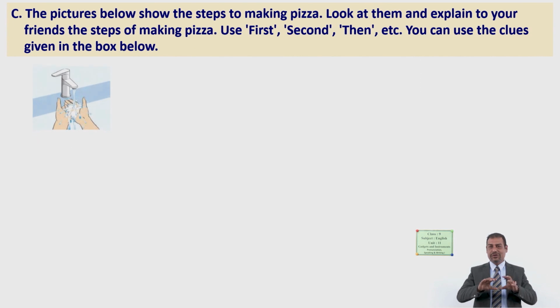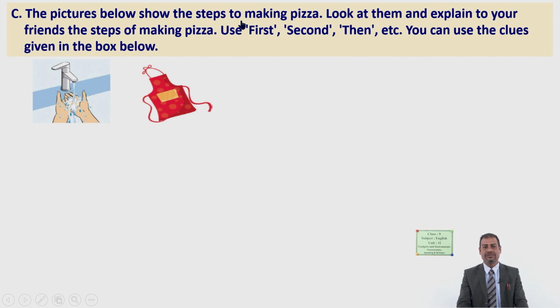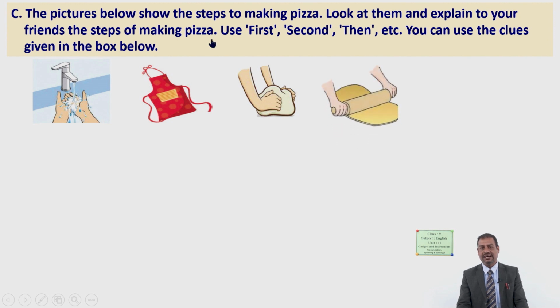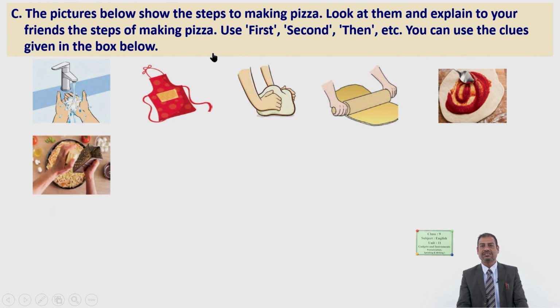Now, I want to show you again another task. Now, look at the pictures. The pictures below show the steps to making pizza. Look at them and explain to your friends the steps of making pizza. Use first, second, then, etc. You can use the clues given in the box below.